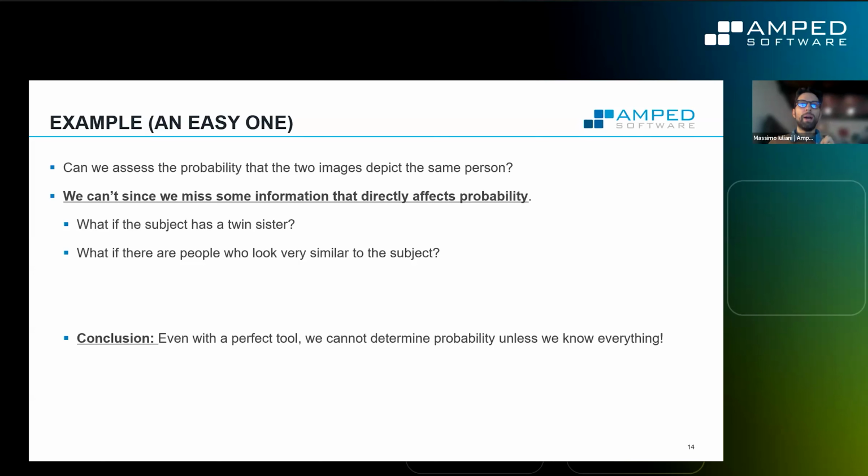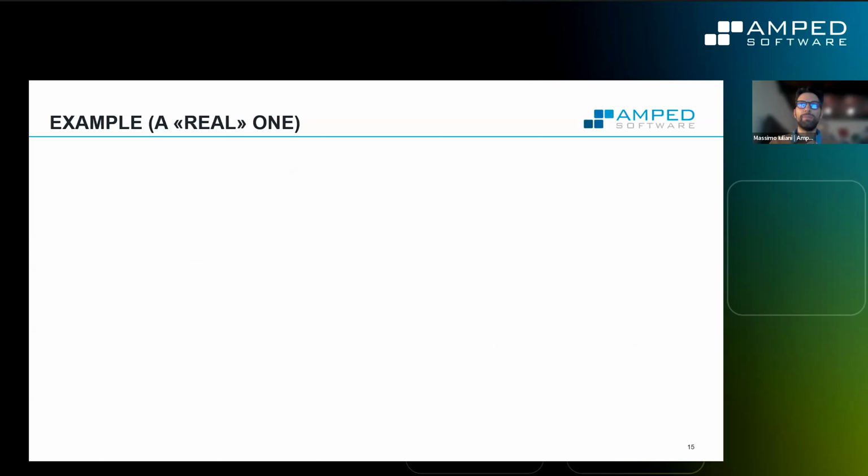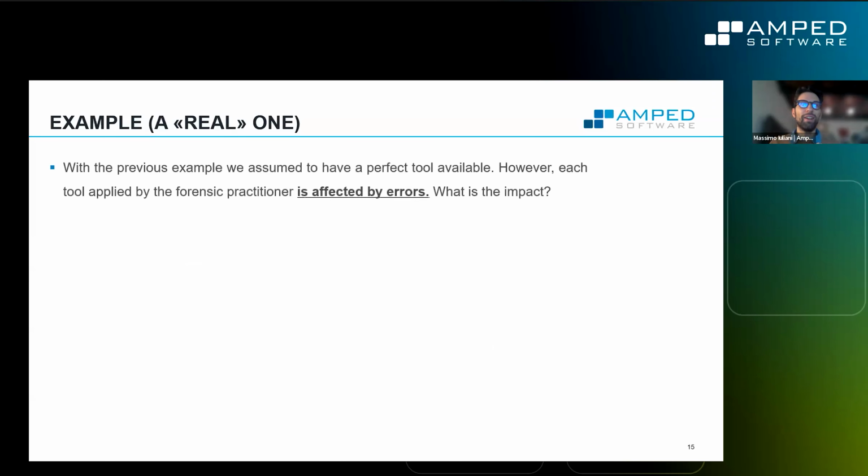So now keep this in mind, okay? And let's try to go closer to the reality. And let's make a more real example, an example that is closer to the reality. Because when we use tools, they commit mistakes. So let's consider a tool that is affected by error. What is the impact of this error on the finding and on the strength of our finding?